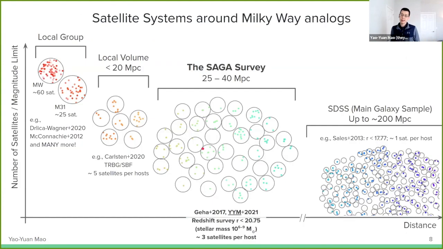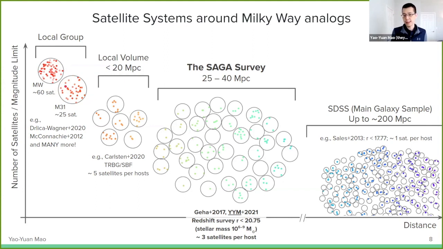And so to that end, I have been co-piloting the SAGA Survey. The SAGA Survey is hoping to study satellite systems, like putting the Milky Way in a cosmological context, so having more satellite systems to study. And just to say why this is difficult, and put the SAGA Survey in context with different other survey observations: in the Local Group, we have the Milky Way, which we live in, and M31, the Andromeda Galaxy, that is our neighbor.